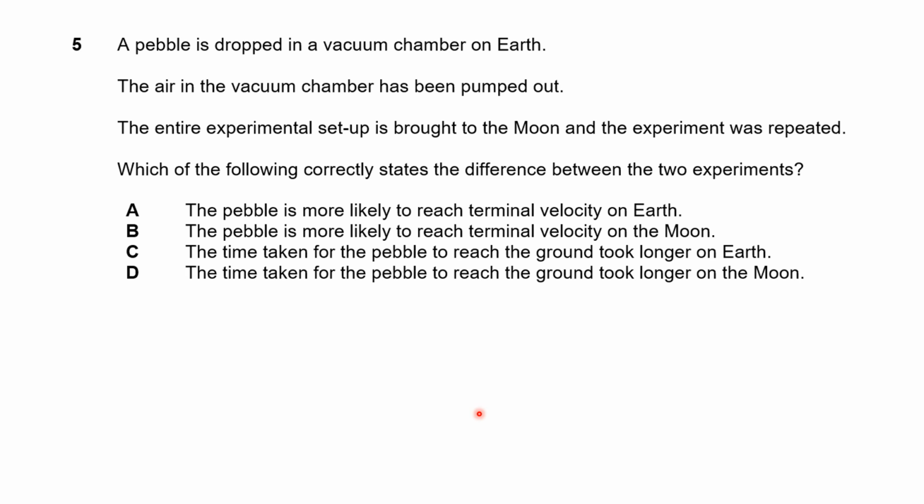Question 5. A pebble is dropped in a vacuum chamber on Earth. The air in the vacuum chamber has been pumped out, and then the entire experimental setup is brought to the Moon and repeated. And we're asking for the difference between the two experiments. So the first thing you have to notice is that the air was pumped out. And when you pump air out, this gives you a very big clue, because when something is falling, the air is what provides some air resistance.